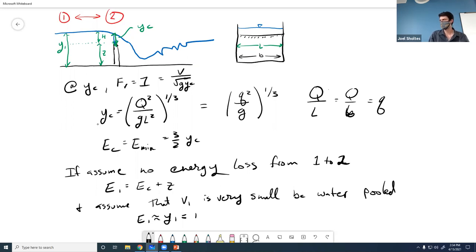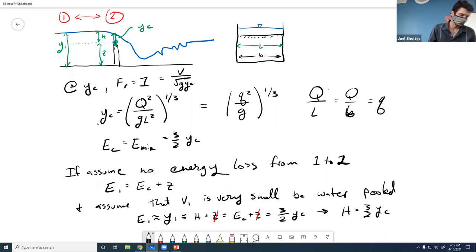which is equal to H plus Z, right? So Y1 is equal to H plus Z. Is equal to EC plus Z. We can cross these Z's out here. And then all of this, we go back to this EC is equal to 3/2 YC. So what we end up with is H should equal 3/2 YC. So that flow depth up here should approximate 3/2 YC.